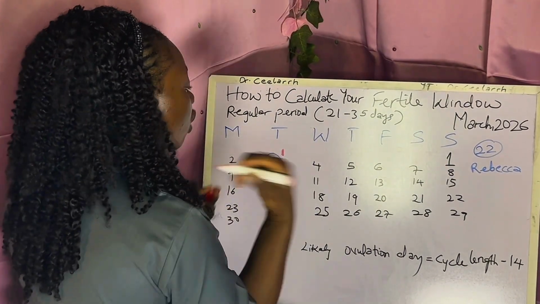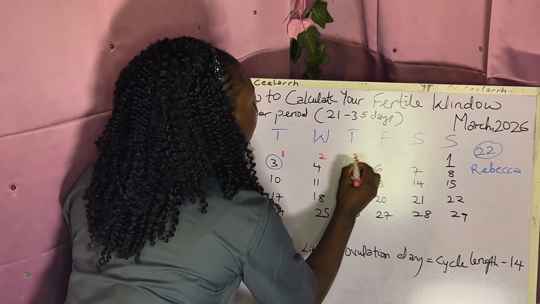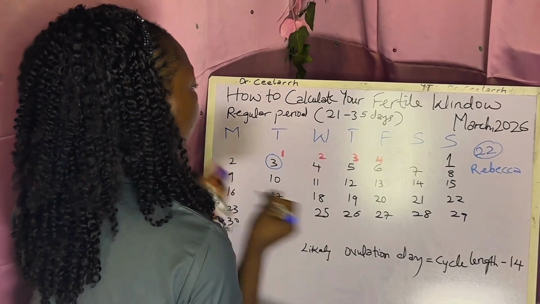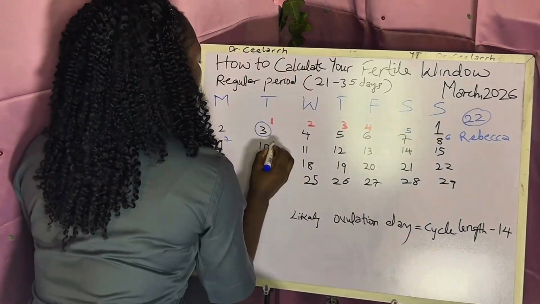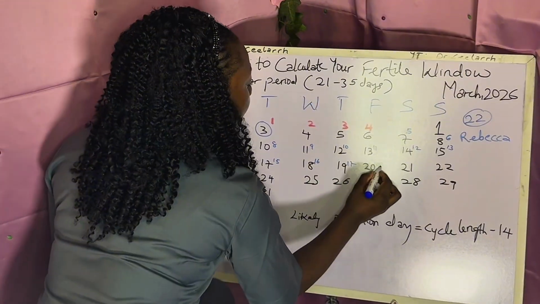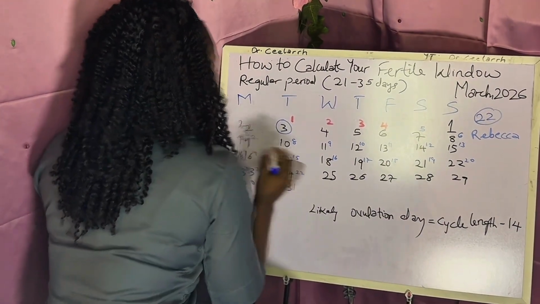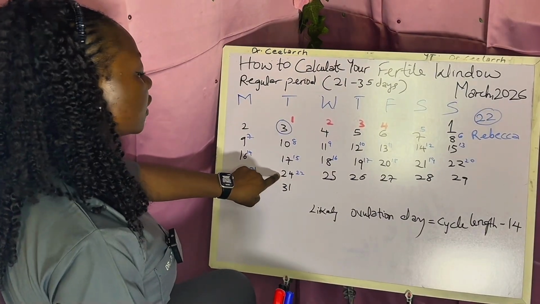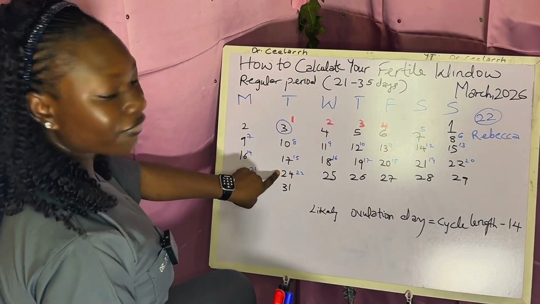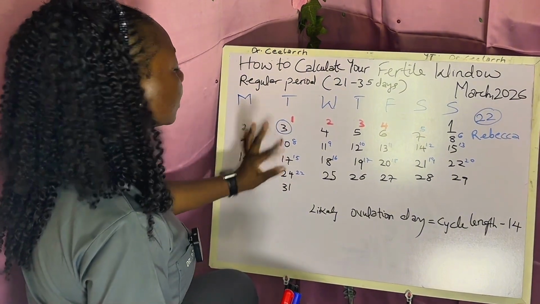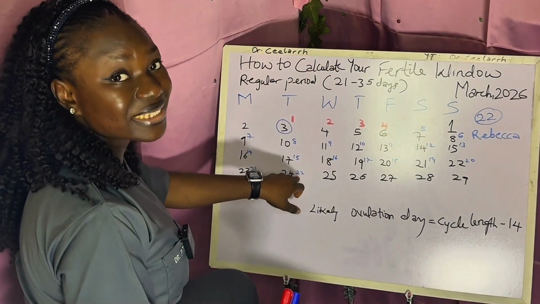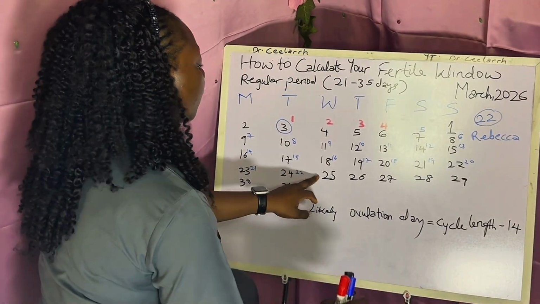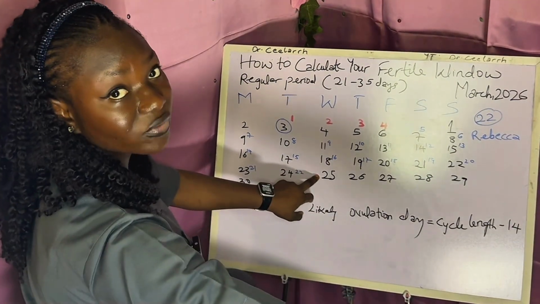So we have 1. She also bleeds for 4 days. So 2, 3, 4. Okay, so she finishes her bleeding on this day. Then let's continue counting. 21 and 22. So what we are now saying is that her cycle ends on the 24th of March 2026. That's the last day of her cycle, which is the 22nd day. So the first day is going to be 25th of March. Do you understand? Of the next cycle.